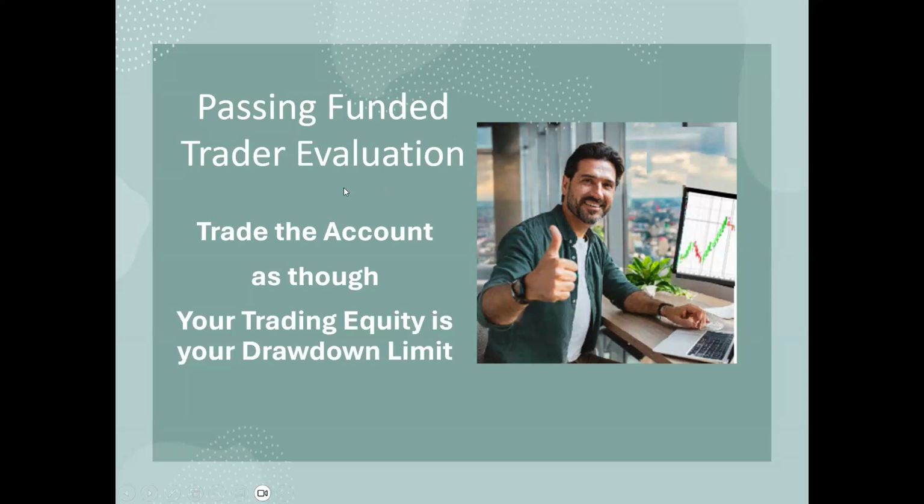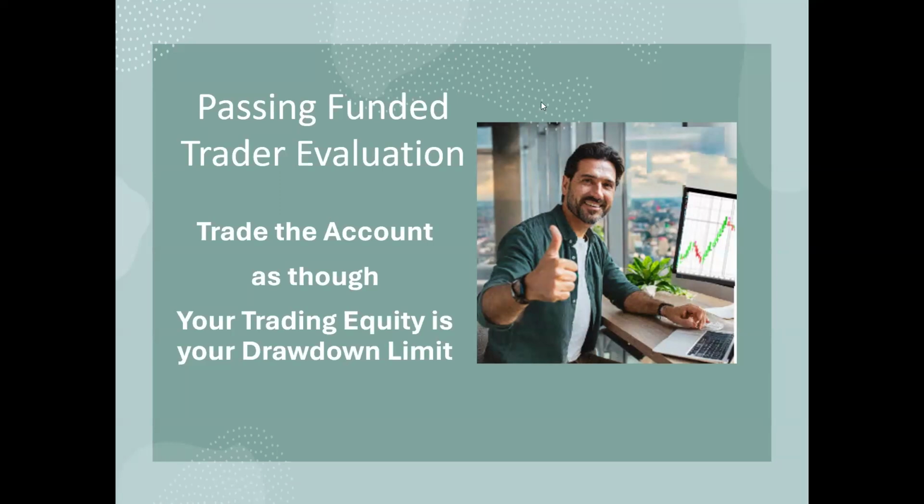All right, so passing a funded trader evaluation, like I say, I've done this a number of times. Each one of these funded trading companies is going to have what they call a drawdown limit. And usually, in a lot of cases, it's an intraday trailing drawdown. Some of the funded trading companies have an end-of-day trailing drawdown. But in any case, let's say that you sign up for an account and they will call it something like maybe a $50,000 account or a $100,000 account.